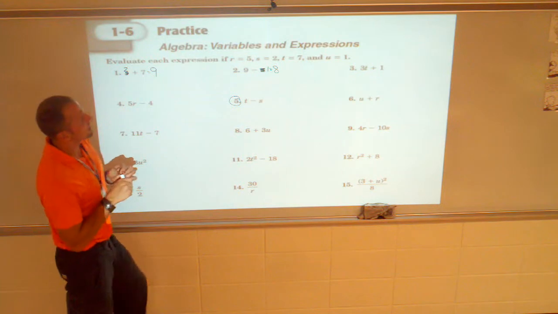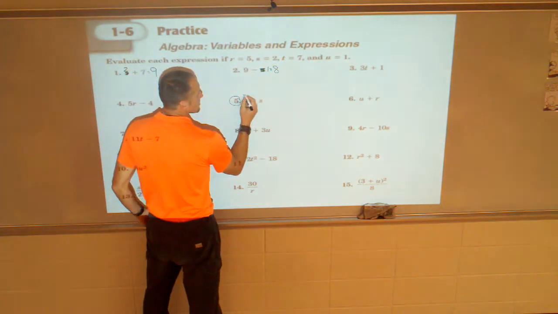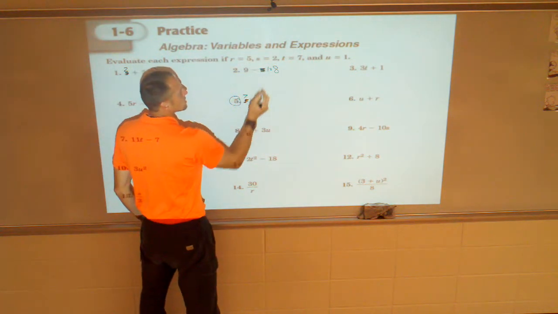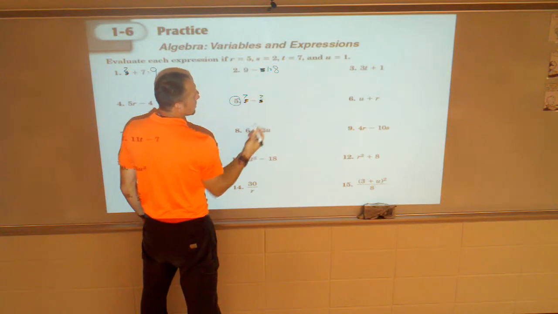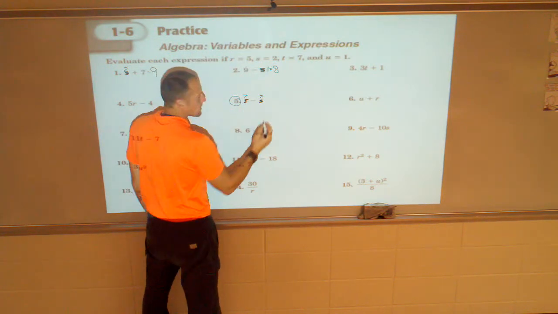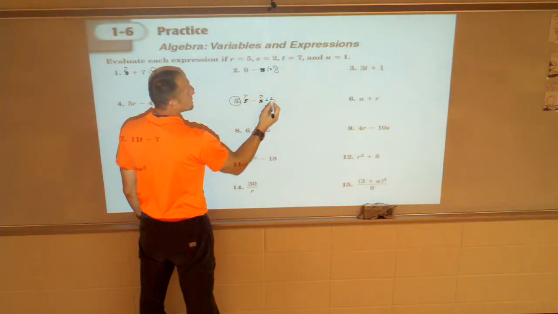Okay, Amy. T is 7. Substitute 7 in. S is 2, so I'm going to substitute 2. 7 minus 2 is 5.